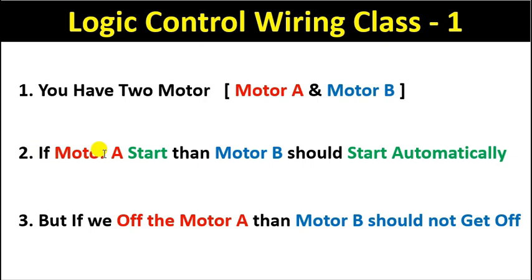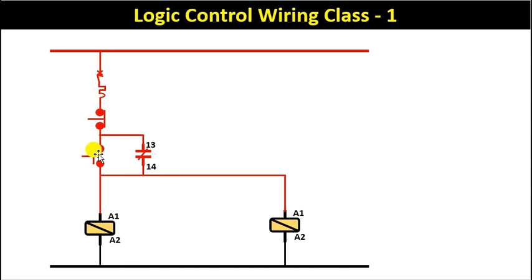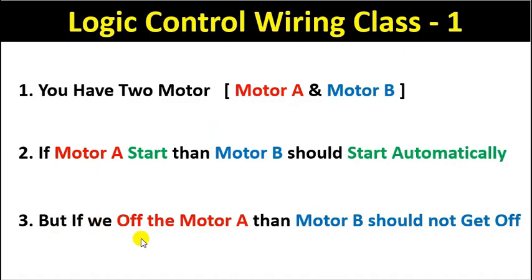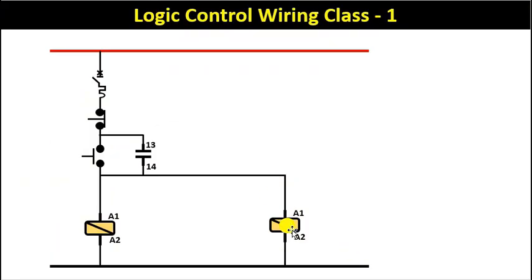So this logic here: if motor A starts, then motor B should start automatically. That is, when we start motor A, motor B also starts automatically. Now the third logic: if we turn off motor A, then in this condition motor B should not turn off. It means that to this contactor we have to provide power supply from somewhere else. Because if we press the stop push button, the power supply will be cut off, and then motor A will turn off and along with this motor B also turns off.